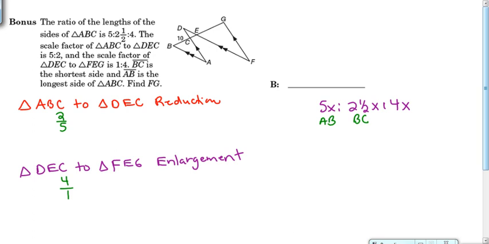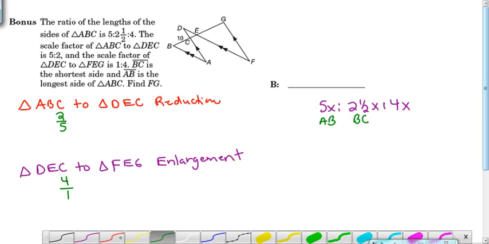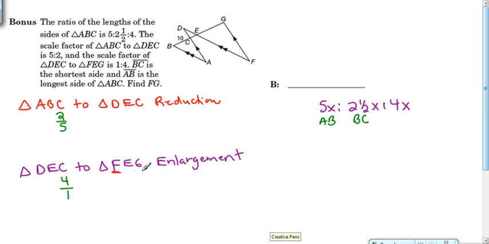Well, if I go back and look at the similarity statements on my triangles, FG would correspond to DC. So if I can figure out DC, then I can figure out FG. Well, DC corresponds to AC. So I need to figure out what AC is. Well, AC would be the 4x.